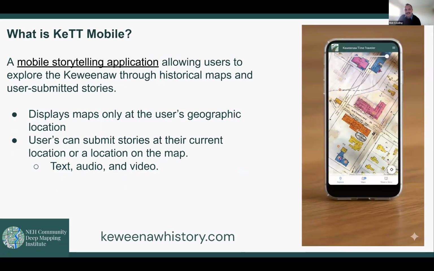So what is Ket Mobile exactly? A mobile storytelling application allowing users to explore the Keweenaw through historical maps and user-submitted stories, so users can walk around the landscape displaying maps at their geographic location or submit stories at their current location or from a location they pick on the map. They can also upload media such as audio or video. And if you want to look at that on your phone, you can just go to keweenawhistory.com and check that out.